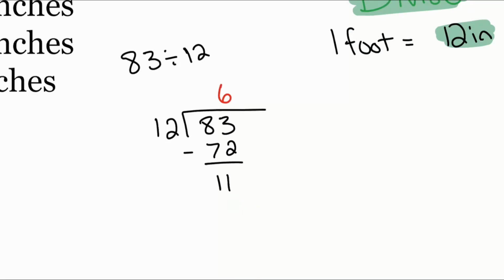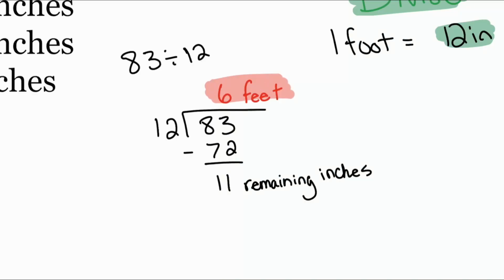And guess what, everybody? That is going to be the remaining number of inches. Remember, we started from inches. We're trying to see how many groups of 12 fit into 83. And we have 6 groups. So that's 6 feet that we can make. The 11 that's remaining, that is the remaining number of inches. And so with that said, the final answer is going to be 6 feet and 11 remaining inches.